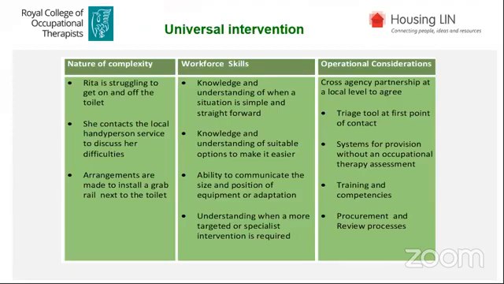And just some of the operational considerations that you'd need to have in place. You need to make sure that your triage tools are really effective, so that you understand that you're signposting or putting people through to the right service. Systems in place, so if you're not having an occupational therapist carrying out the assessment, that you've got the appropriate systems in place to ensure people are working within the scope of practice. You need to ensure that people have had the right training and have got the right competencies in place, and that you've got the procurement and review processes in place as well.